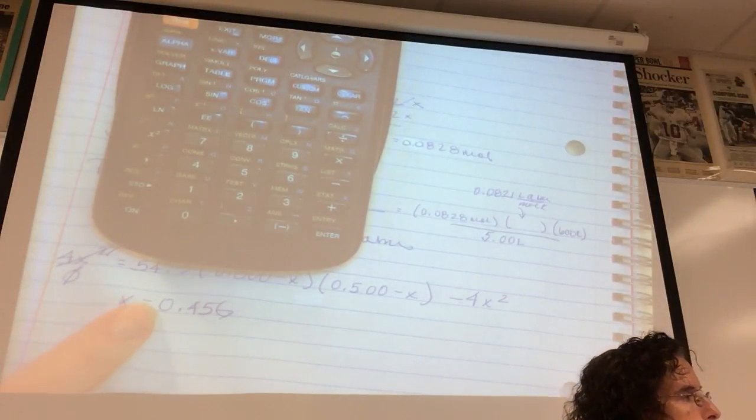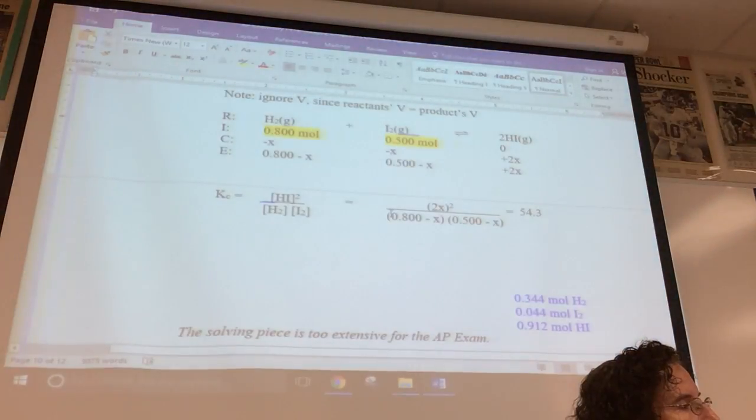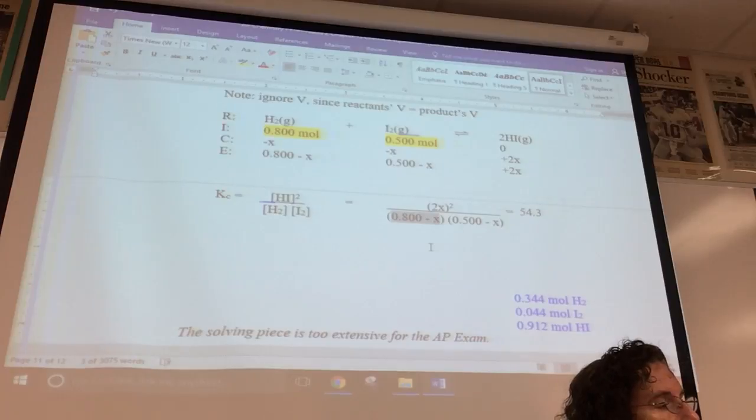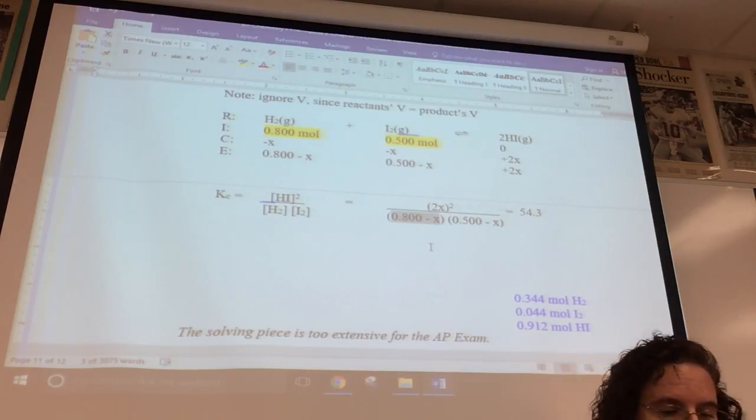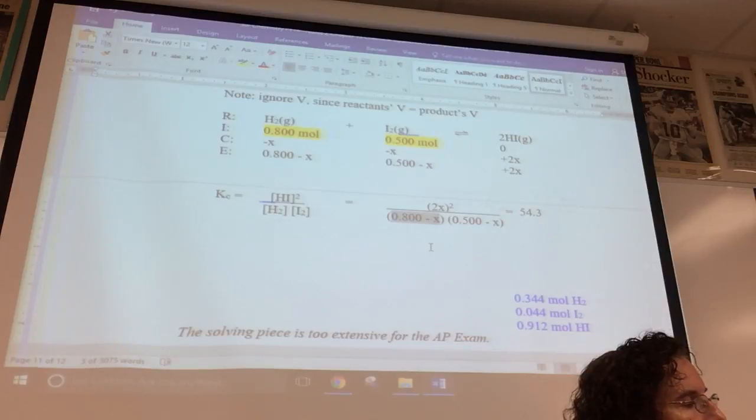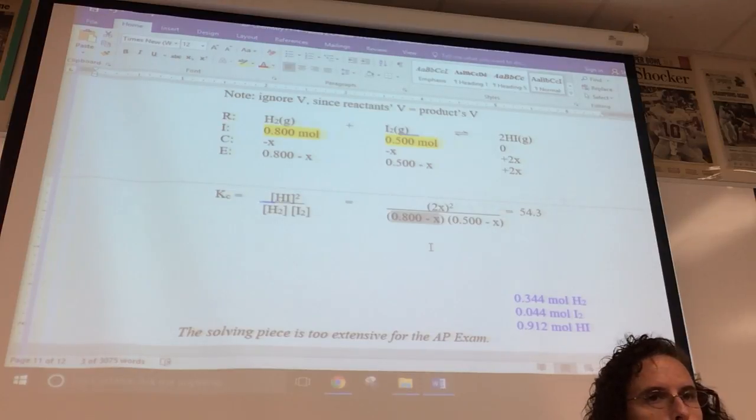So my x is 0.456, and now if you go back to this page and we focus on the hydrogen gas right here, 0.8 minus 0.456 is 0.344 moles of hydrogen gas, which is what you see in blue on the page. Similarly, 0.5 minus 0.456 will be 0.044 moles of iodine, shown in blue. And here, if you plug the x in, multiply by 2, and then square it, you get the following.